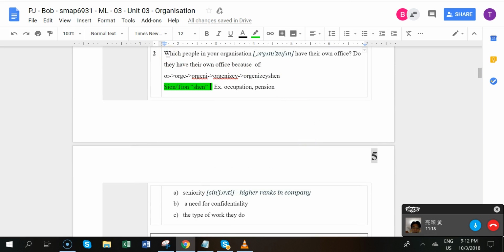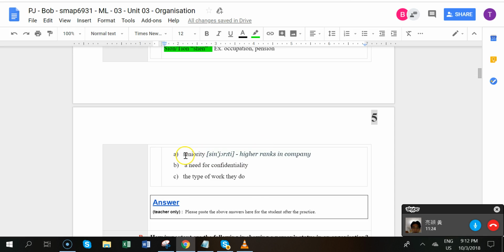In your organization, Bob, what do you think is considered in your office? For example, letter A, is it seniority? Does the senior or the executive director have their own office? Or for letter B, those people need confidentiality. You know what is confidentiality?